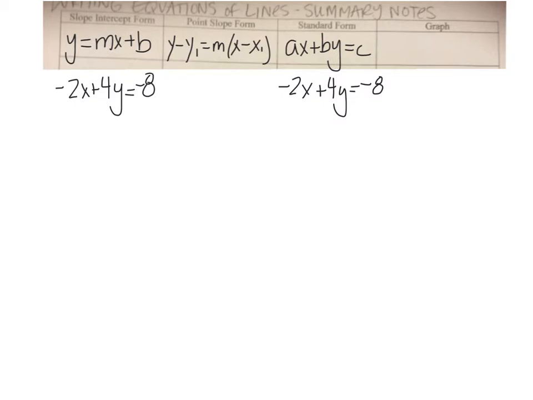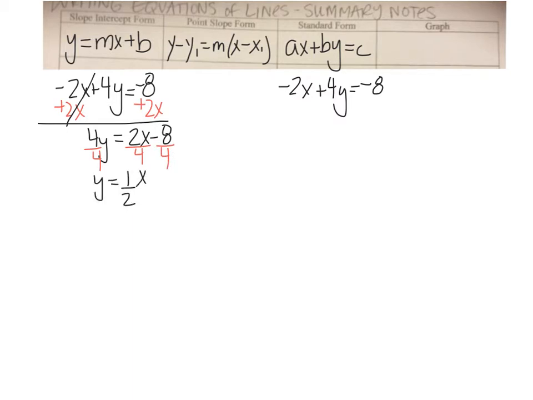for y by first adding 2x to both sides, and I get 4y equals 2x minus 8. Then dividing by 4 to get the y alone, to which I get y equals 1/2 x minus 2. Now why 1/2? Because 2/4 is the same as 1/2. And negative 8 divided by 4 is negative 2.